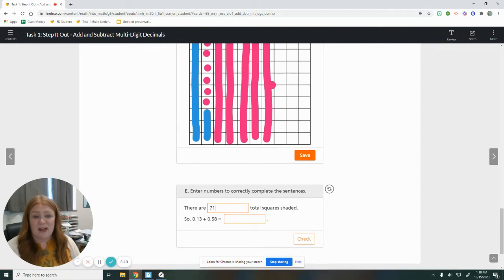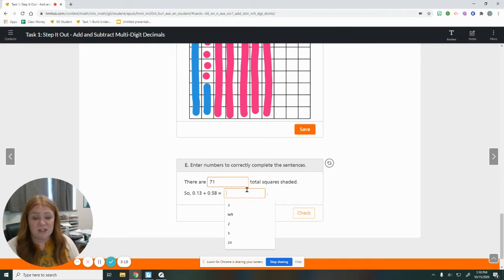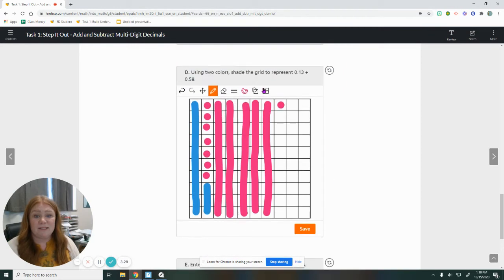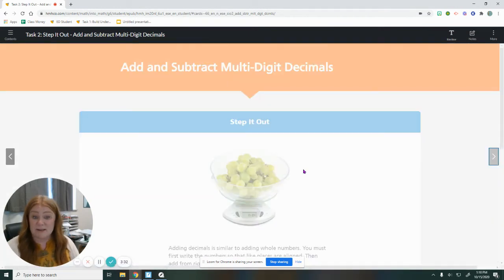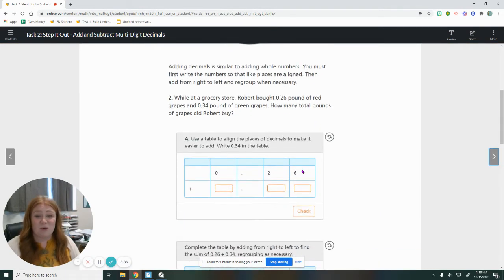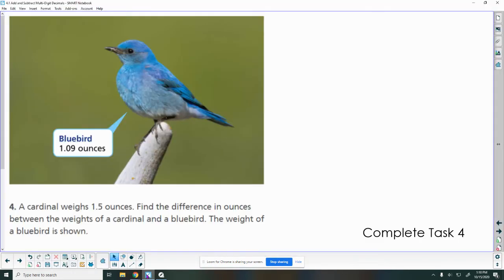But if I'm thinking about that as a decimal or a fraction, it's 71 out of 100. So 0.71, 71 hundredths is what we have here. So now we're going to take this and see if we can do it using our standard algorithm. An algorithm is just a strategy that you can use. So before we do our task here, let's just think about it.